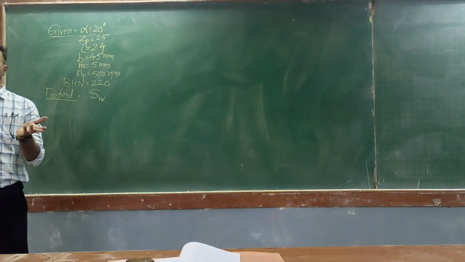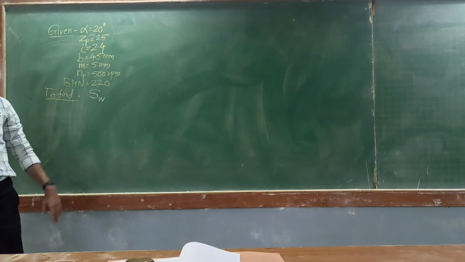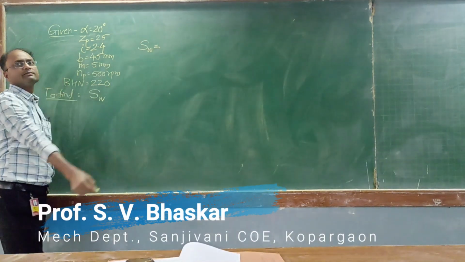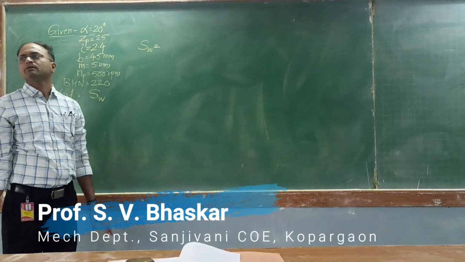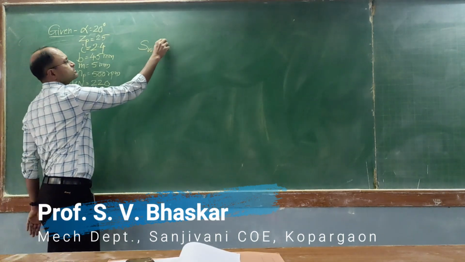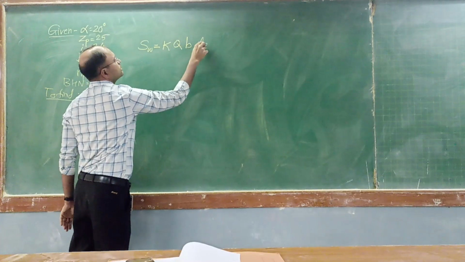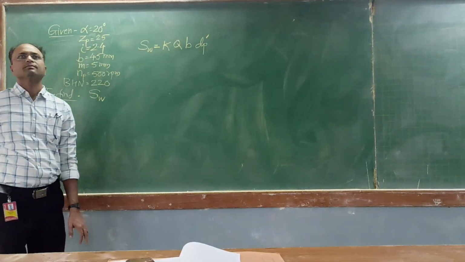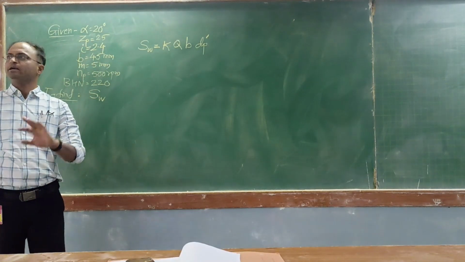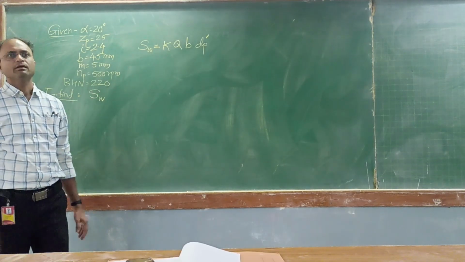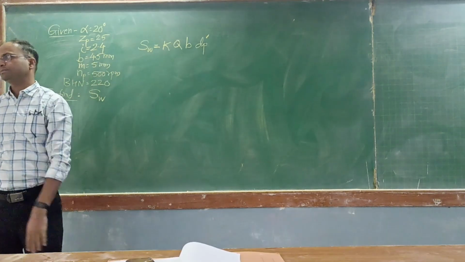This numerical was asked in exam and it's very straightforward. Formula for Sw is b into Q into dP dash. I had told you this: K, Q, b, dP dash. Same formula, you write b first. This somewhat becomes easy to remember: K, Q, b, dP dash.